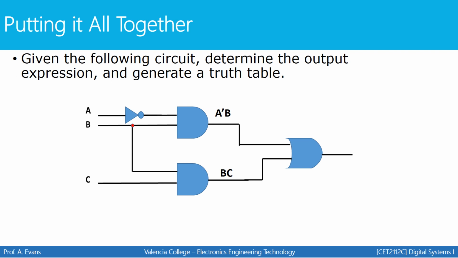We can see that input B right here is transferred to the AND gate. It's connected here, along with input C. So the output of this AND gate would be B and C. And then these two inputs go to the OR gate. So the output expression for this circuit would be not A and B, or B and C.